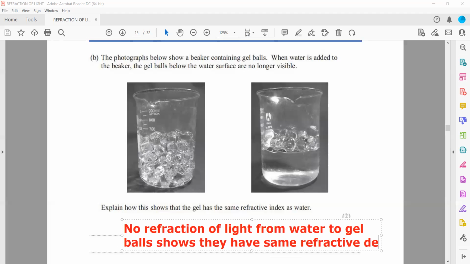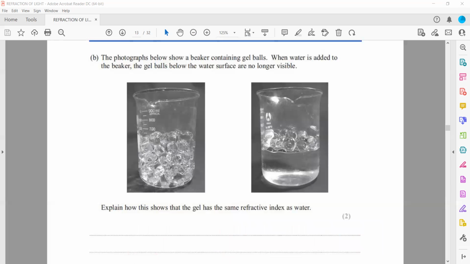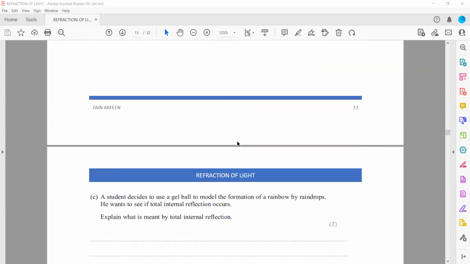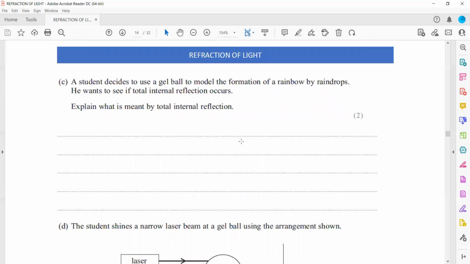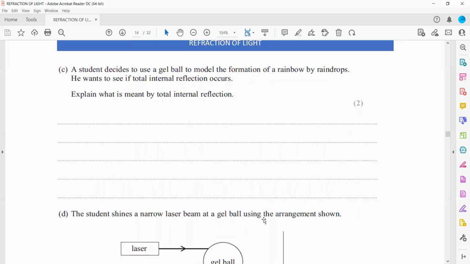Otherwise, if they had a different refractive index or different densities, then there should be a slight refraction of the light, which would make us identify the position of the gel ball. A student decided to use a gel ball to model a formation of a rainbow by raindrops. He wants to see if total internal reflection occurs. What is meant by total internal reflection? The definition of total internal reflection is when the light strikes a denser to rarer boundary, it undergoes reflection when the angle of incidence is more than the critical angle. So that's called total internal reflection.